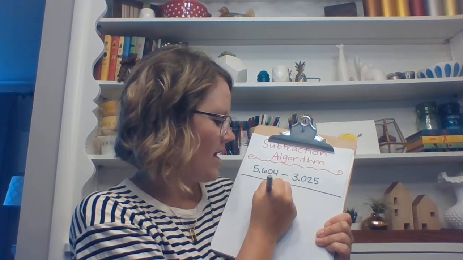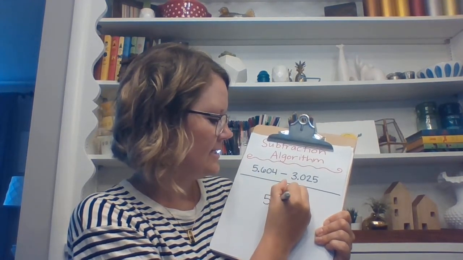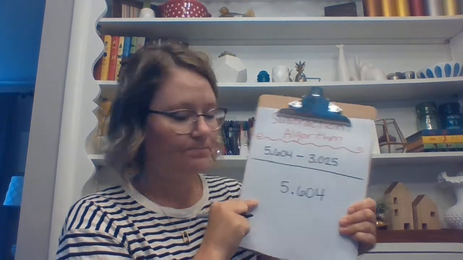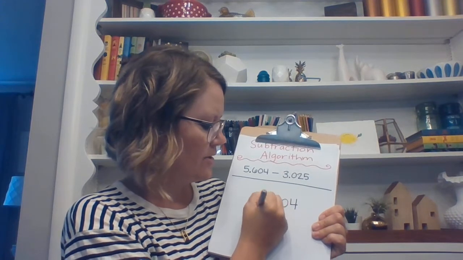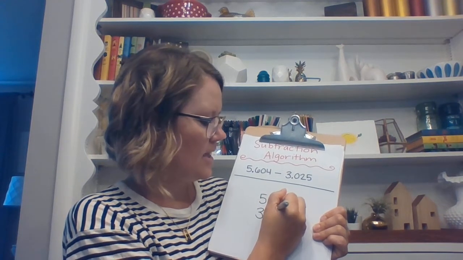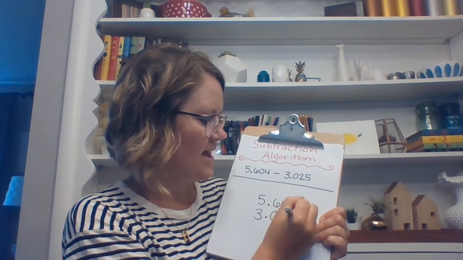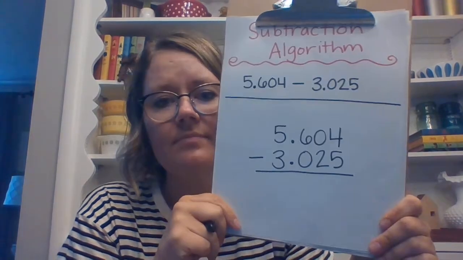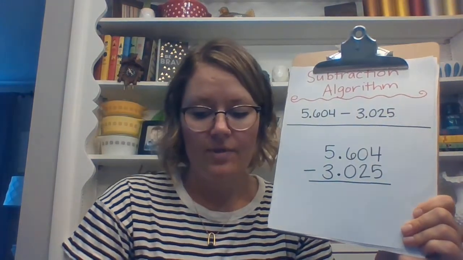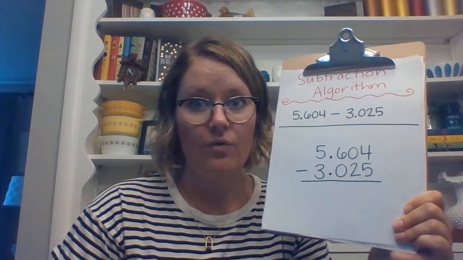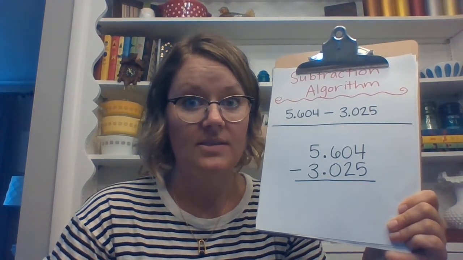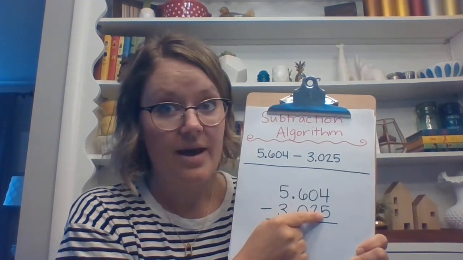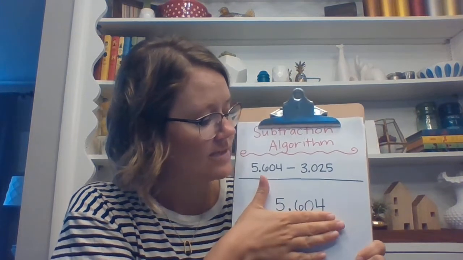So 5 and 604 thousandths. And we're going to subtract 3 and 25 thousandths. Okay. All right. Again, with algorithms, we always are starting over to the right with the smallest place value. So the smallest place value here is our thousandths, and we're always subtracting from that top number.